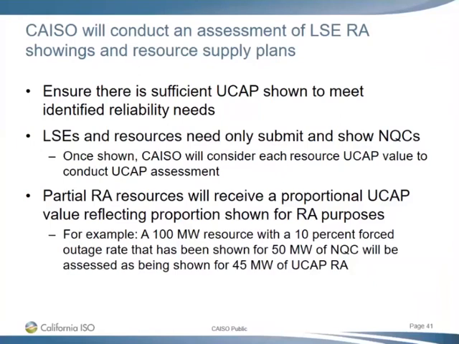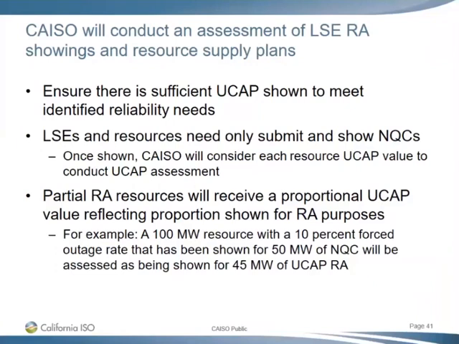Noting that partial RA resources would only get a proportionate value of the UCAP. So if you buy part of a 100 megawatt resource with a 10% forced outage rate, you would not get credit for 50 megawatts and say, hey, I bought the good stuff. You would get credit for 45 megawatts out of that 50 for UCAP valuation. Again, the idea of saying that I bought the unforced capacity, that I have purchased only the reliable portion of the resource, doesn't seem to make a whole lot of sense.